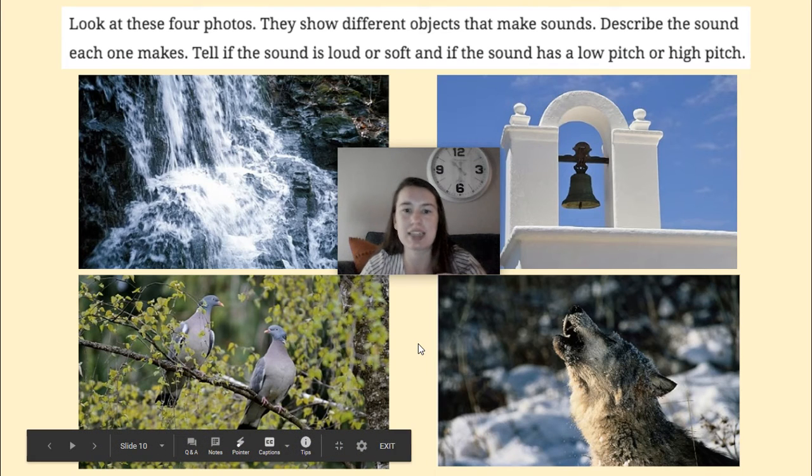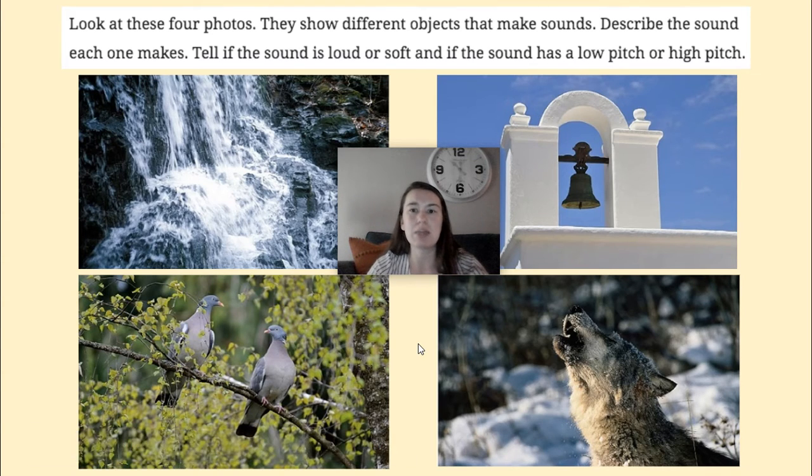So look at these 4 photos. They show different objects that make sounds. Describe the sound each one makes. Tell if the sound is loud or soft and if the sound has a low pitch or a high pitch. Let's talk about this first image. It looks like a waterfall, right? Let's first think about the sound. Is it loud or is it soft? Think about that for a minute. Look at all that water coming down.